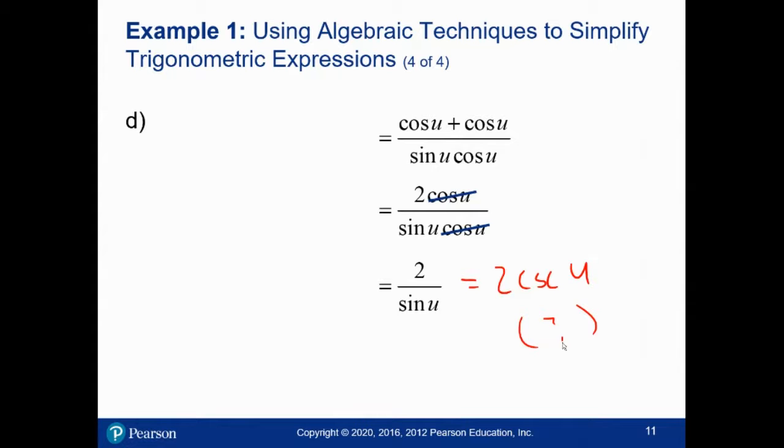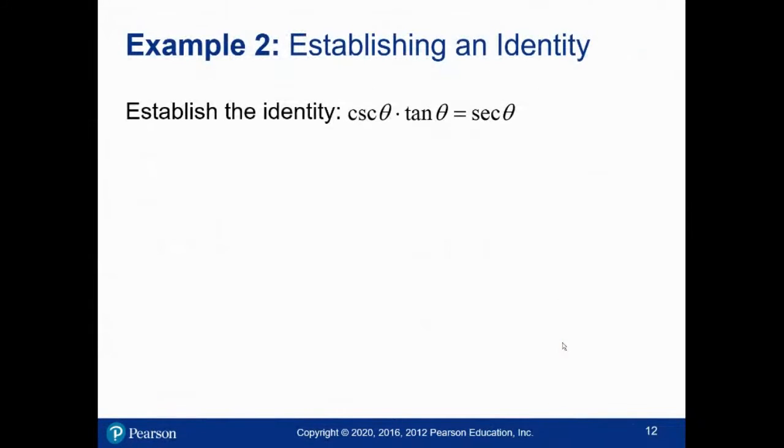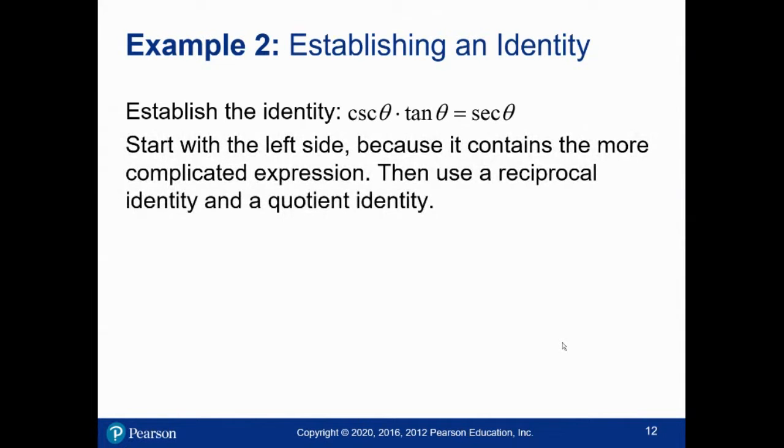Again, I totally avoid problems that just say simplify because it's not clear. Instead, we'll have problems like this. Establish this identity. Show the left is equal to the right. You don't start the problem by just writing this down and manipulating it because we don't know that it's true yet. So start with one side and transform it into the other.